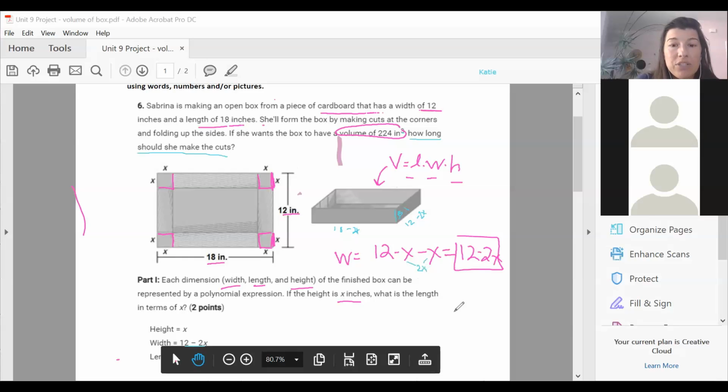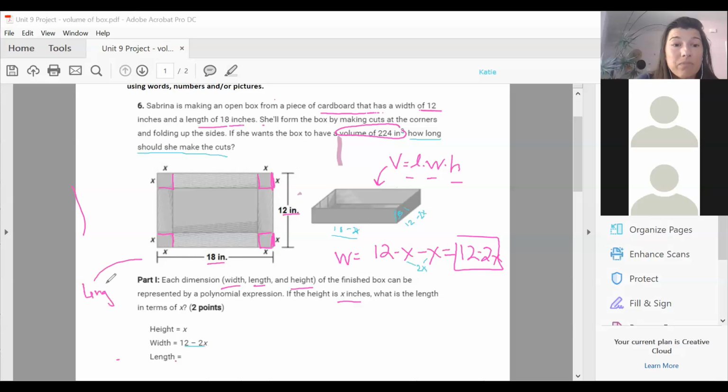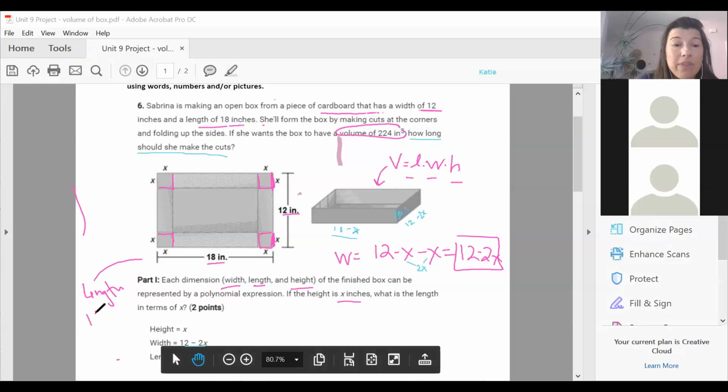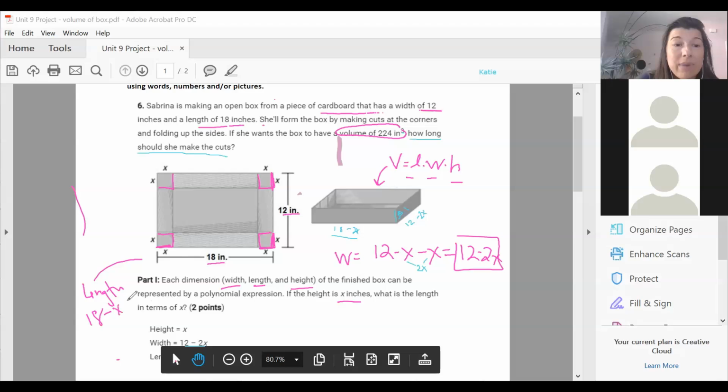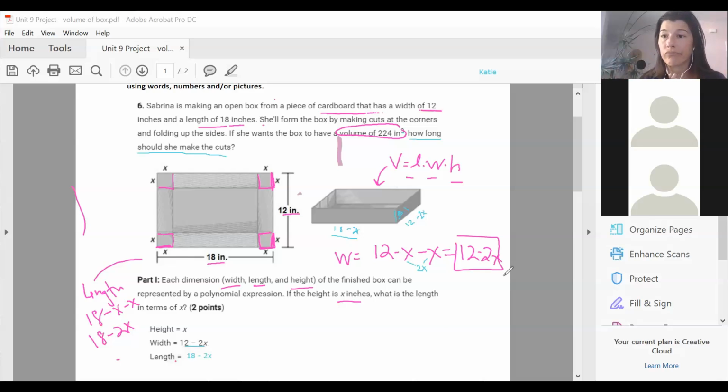Good. Okay, and we're just using that to hold our place, right? Okay, so now let's do the same thing for our length. So this longer dimension. So we're going to start with 18 minus, we're going to subtract a length x here and a length of x here. So minus x, 18 minus 2x is our length. All right, nice. Thank you for throwing that in there. Okay, questions with what we have now?